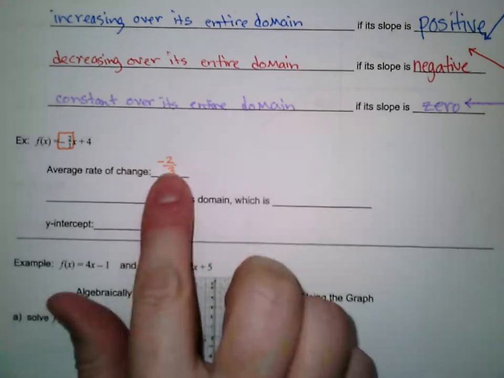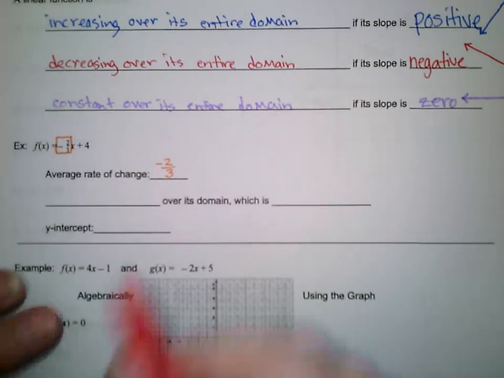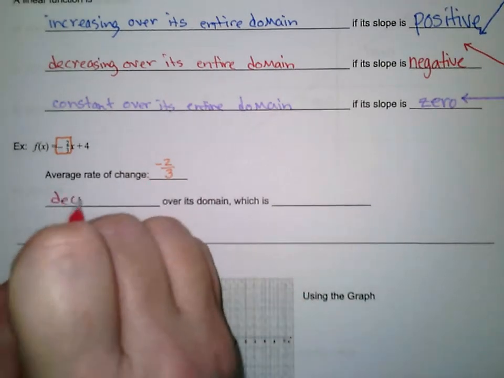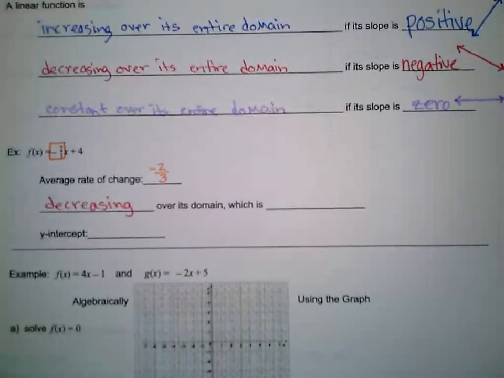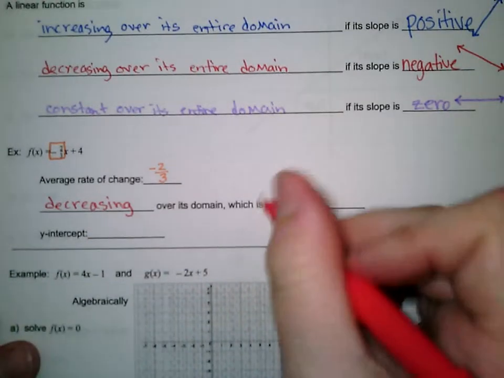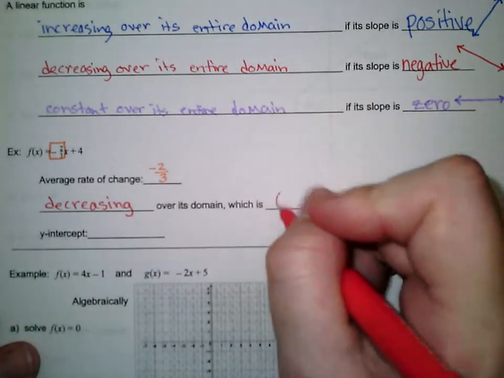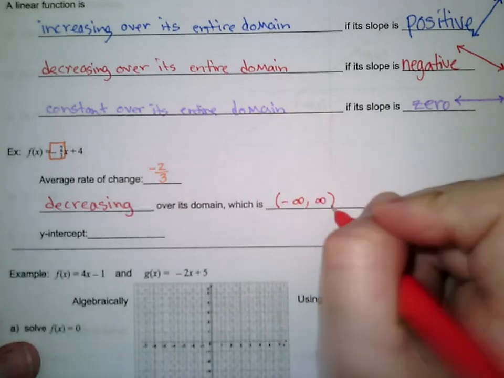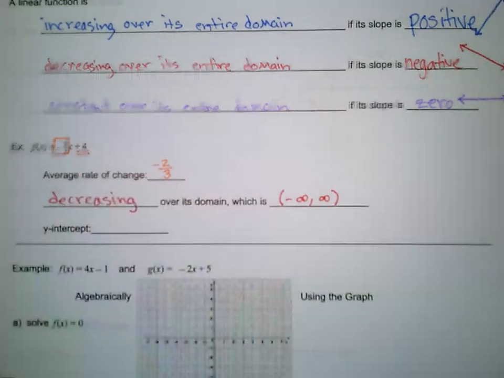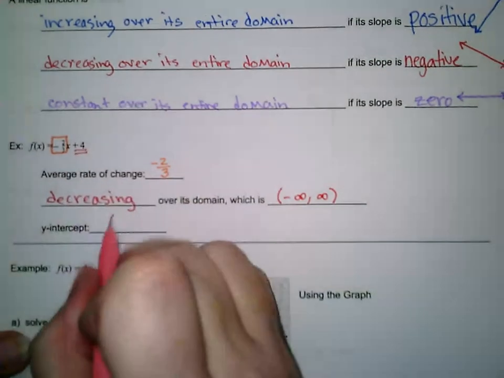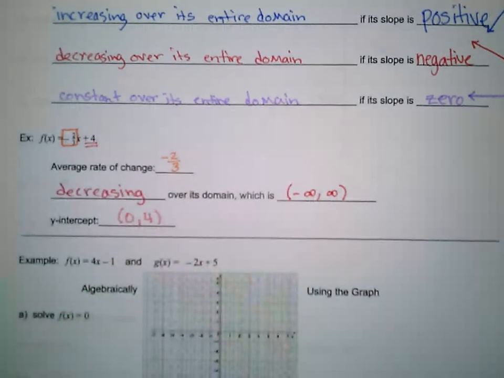Now, since that slope is negative, this function is decreasing over its entire domain. Do you remember what we said that was a moment ago? The domain for a line we said was all real numbers. So in interval notation it will be negative infinity to infinity. Now the y-intercept is the constant term at the end there. That's our y-intercept. It's positive 4. So as an ordered pair, we'll say 0, 4.